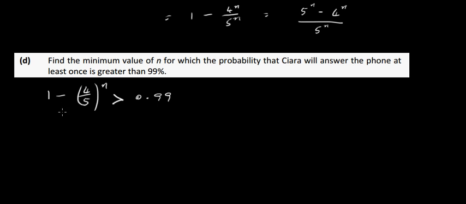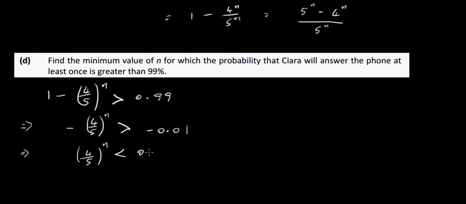So let's do this. Subtract 1 from both sides. You'll get minus 4/5 to the power of n greater than minus 0.01. Next I'm going to multiply across by minus 1. So that'll give me 4/5 to the power of n. Remember, because we're multiplying across by minus 1, you must switch the inequality around, and this is going to be less than 0.01 on this side.